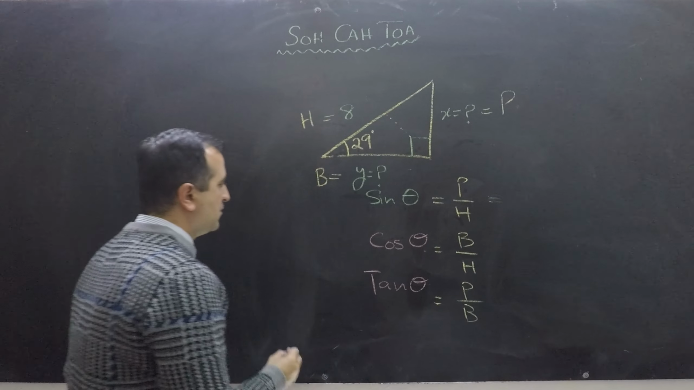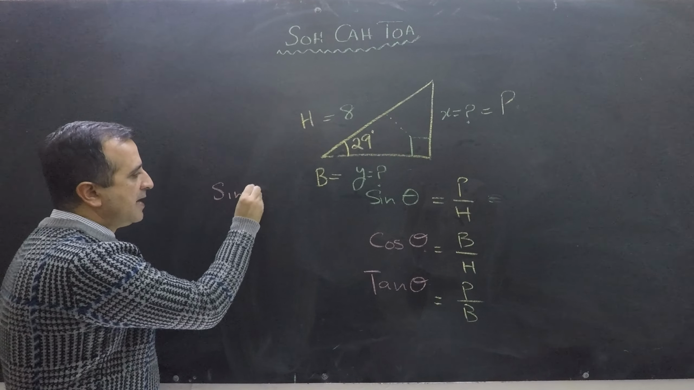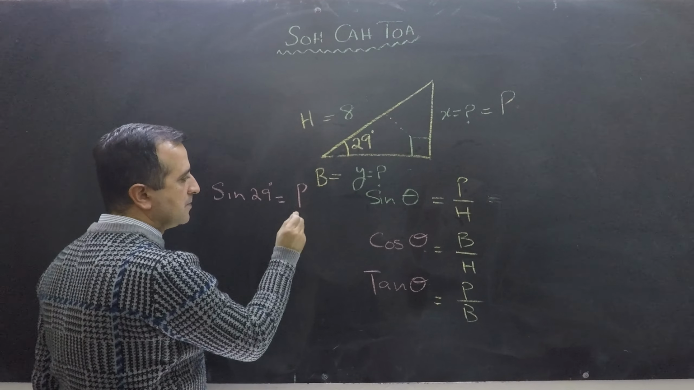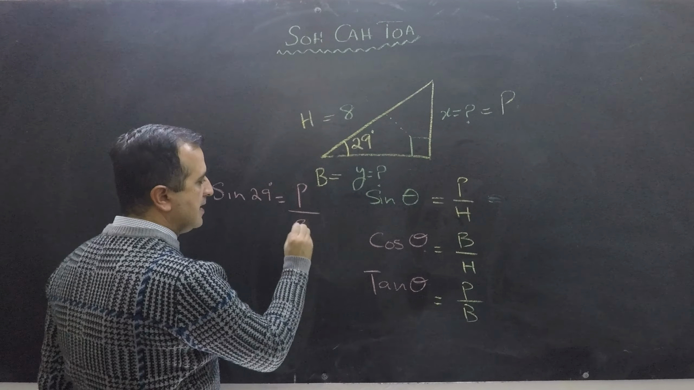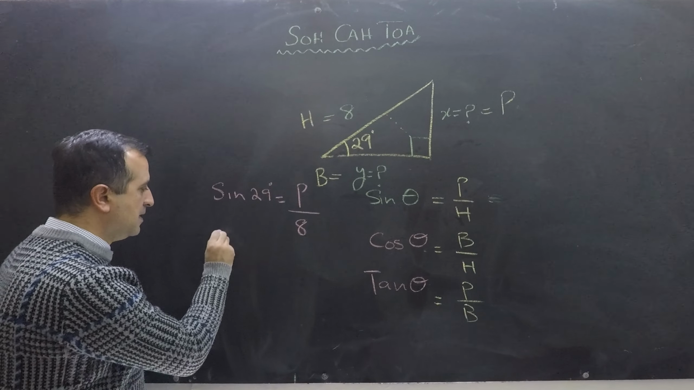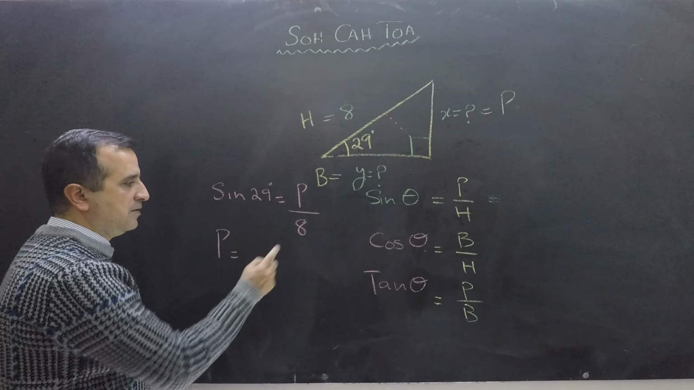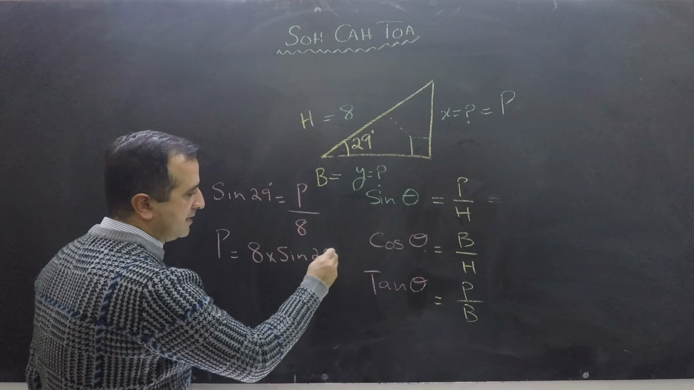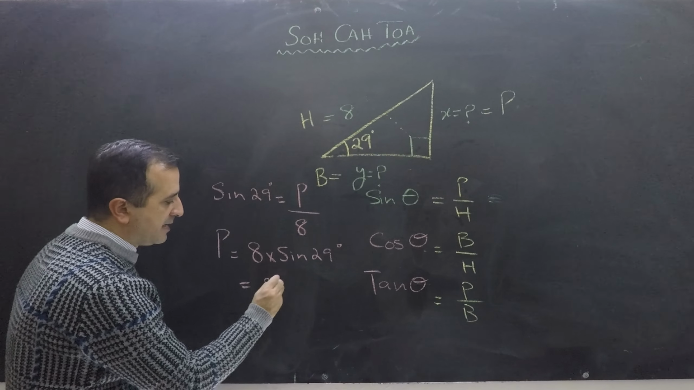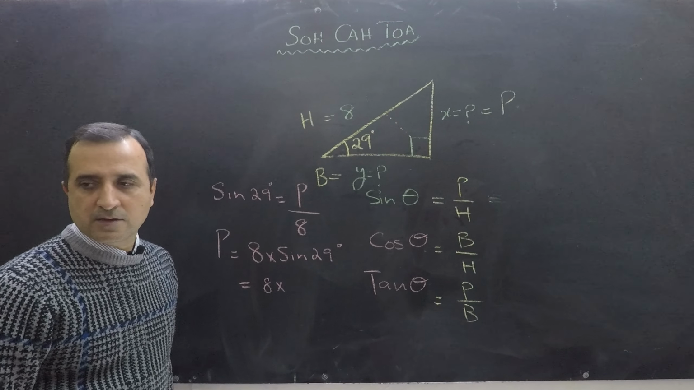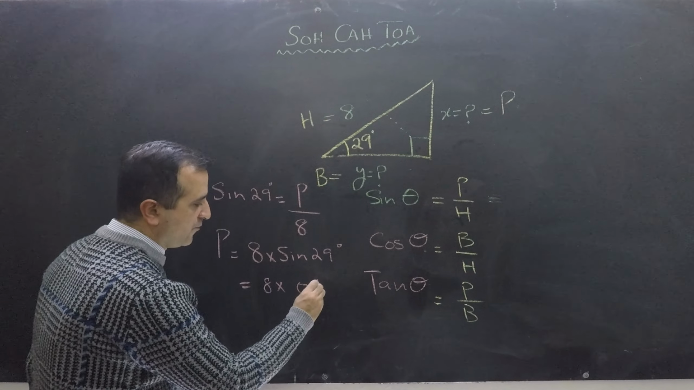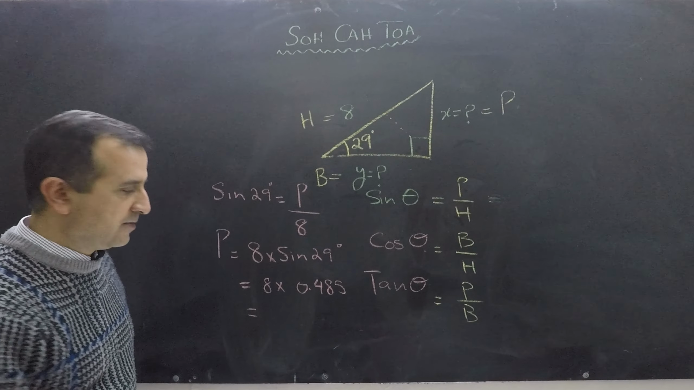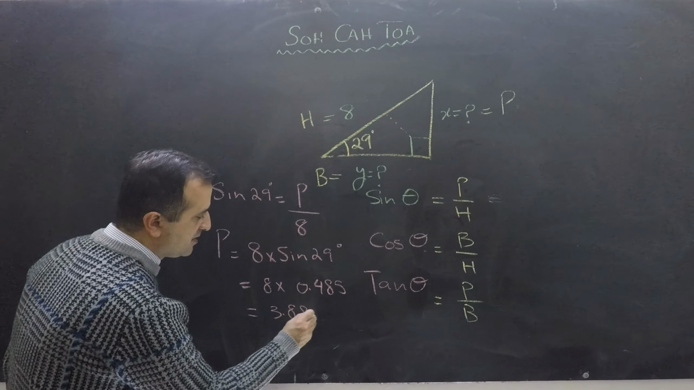So now we say that sine 29 degrees is equal to perpendicular, which we don't know, divided by 8. So we just solve this equation. We say P, perpendicular, is equal to, we take 8 here, so 8 times sine 29 degrees. And what is sine 29? Sine 29 is 0.485. And what is 8 times 0.485? 3.88.